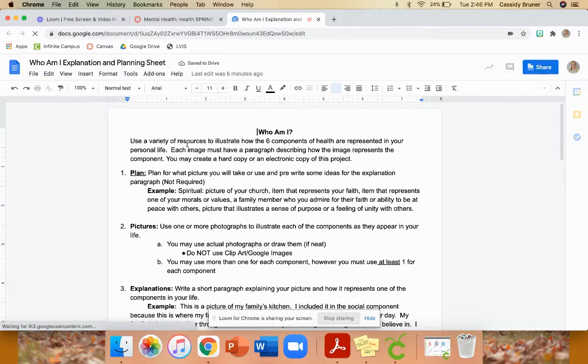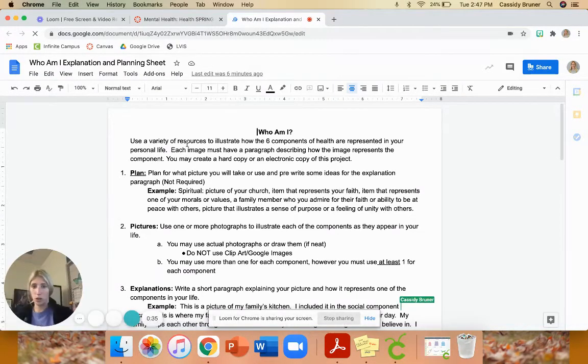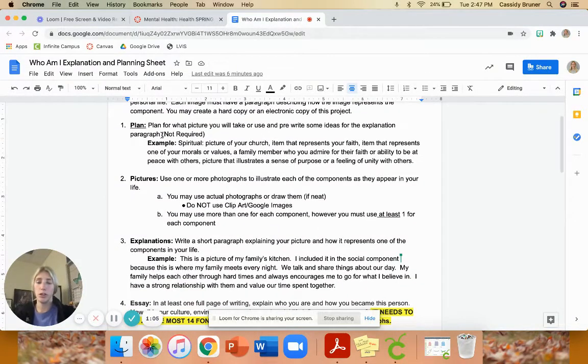So what is the Who Am I project? In class, we talked about the 6 components of health. And basically what you're going to do for this project is illustrate how the 6 components of health are represented in your personal life. Now, in our in-class activity, you kind of did this, but you drew them. However, for the project, you will be actually including actual images that you either created or actual images from your phone. So first thing you need to do is you need to plan.